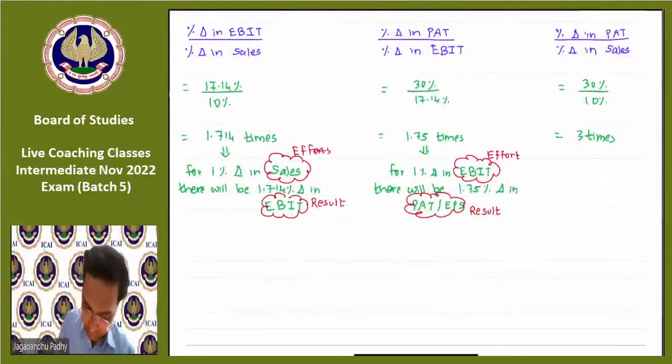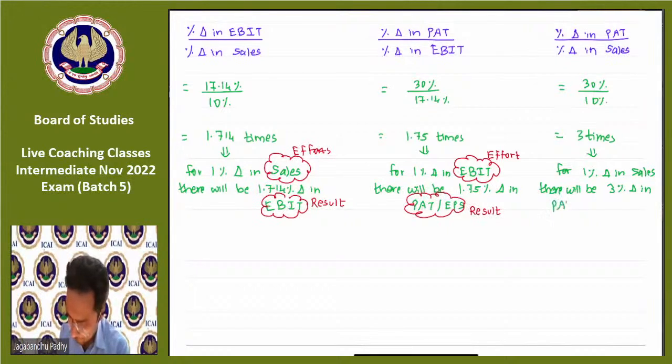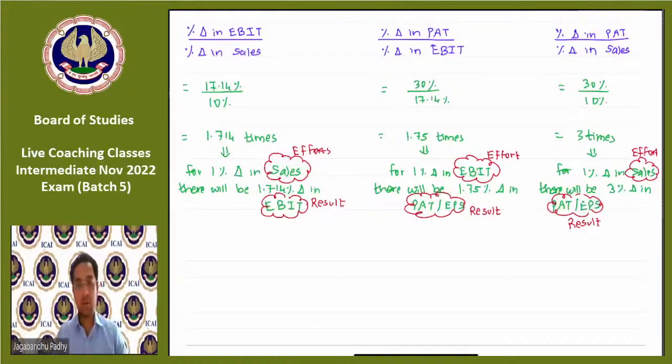So this 3 times means for 1% change in sales, there will be 3% change in PAT or EPS. Right? So here we take the entire chain, that is, for 1% change in effort, there is going to be 3% change in the result.